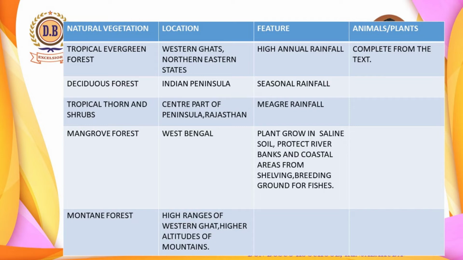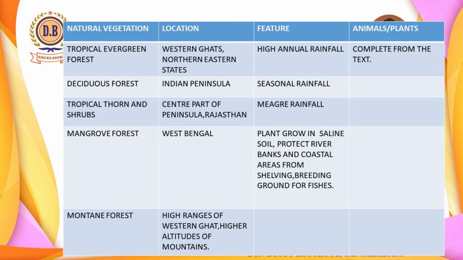Okay, so under the feature, you can write high annual rainfall. Now, under the column of animals, you can write lion-tailed macaque, different types of snakes, a variety of insects, different types of butterflies, including the atlas moth, the world's biggest moth. All these are the animals and insects that we see in this region.